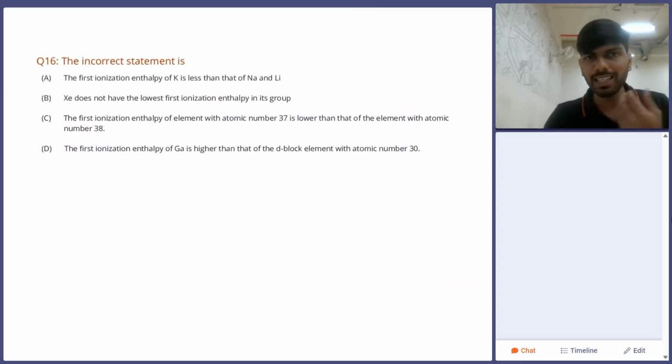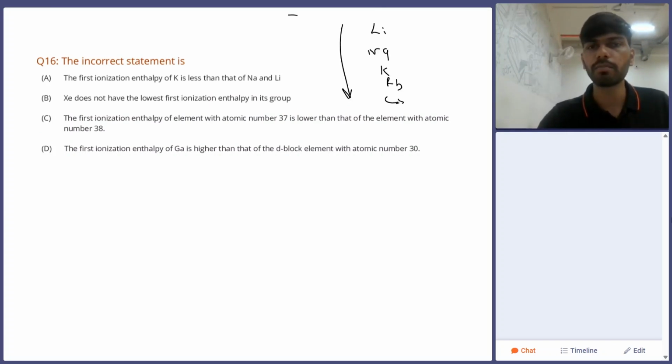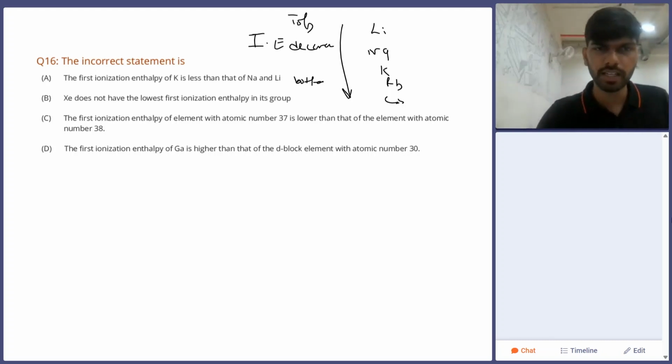Next, the incorrect statement class. The first ionization enthalpy of potassium is less than that of sodium and lithium. That is true because if you look at lithium, sodium, potassium, rubidium, cesium, top to bottom, ionization enthalpy decreases because number of shells increases. So this one is correct.